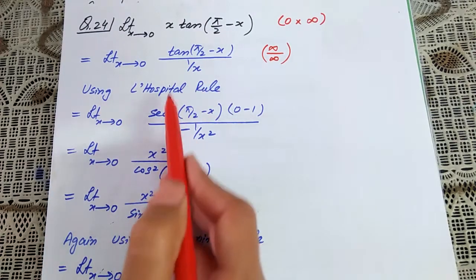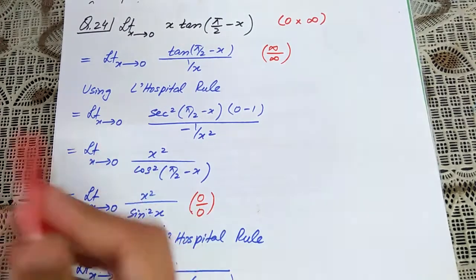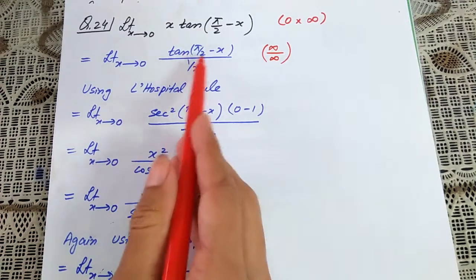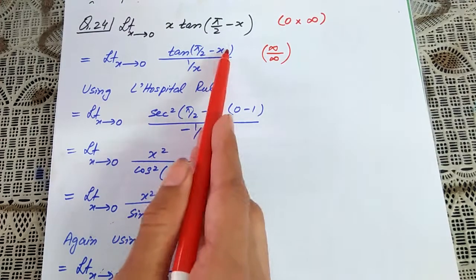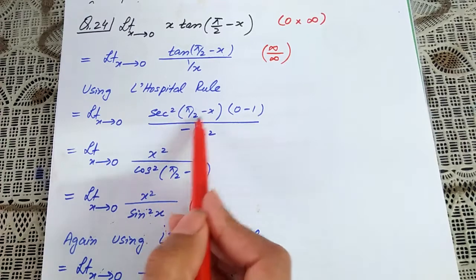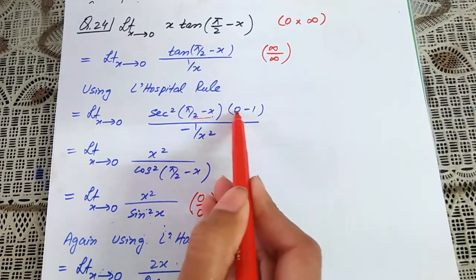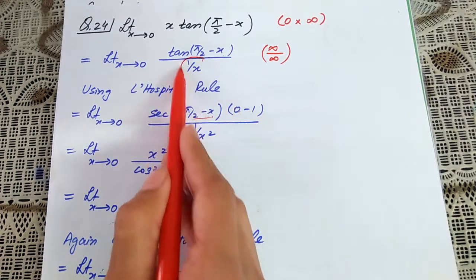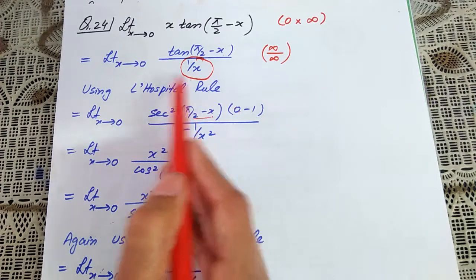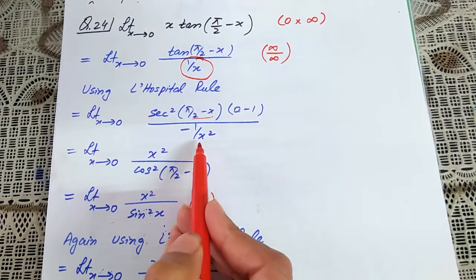Use the L'Hopital rule, take the derivative of the numerator. That is easy as we did in the last example. Tangent x, like here we have, in place of x we have pi by 2 minus x. So secant square of pi by 2 minus x, and the derivative of this inner angle. Pi by 2 is constant, so derivative will be 0. Minus x will be minus 1. And the derivative of 1 over x, as we did in question number 23, is minus 1 over x square.